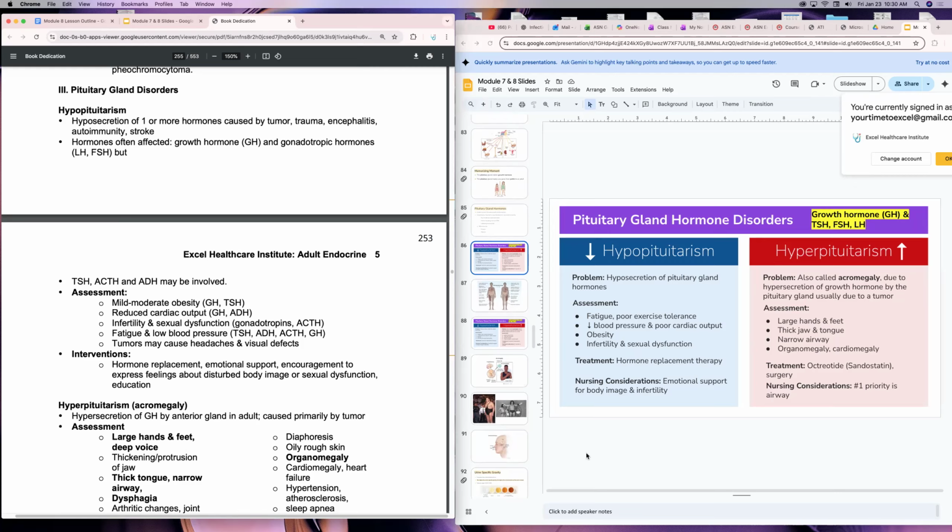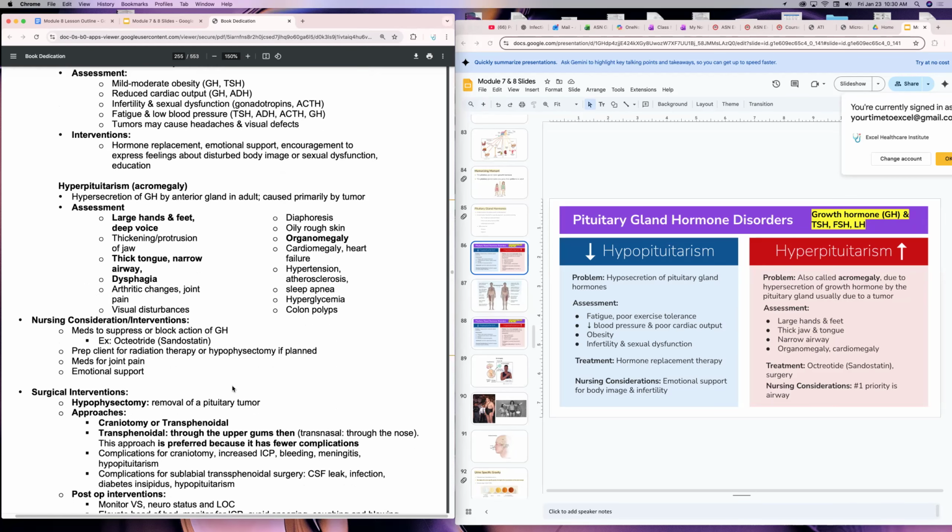So the treatment for hyperpituitarism includes octreotide, which is Sandostatin. Also, they can have surgery if it is because of a tumor, and it's usually due to a tumor that is pressing on the pituitary gland, causing the hypersecretion. And always remember, the number one priority for hyperpituitarism will always be airway, because it leads to a thick tongue. So their tongue is thicker, but their airway is smaller. So airway and keeping that airway access is always a priority.